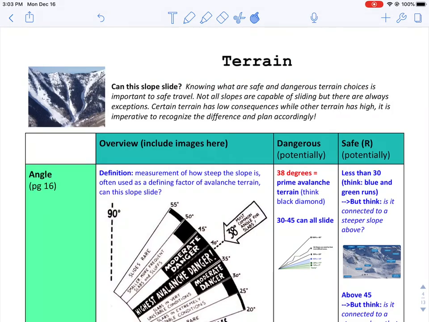For terrain, terrain is one of the sides of the avalanche triangle. Terrain is all about, can this slope slide? Now, knowing what are safe and dangerous terrain choices is important to safe travel. Not all slopes are capable of sliding.